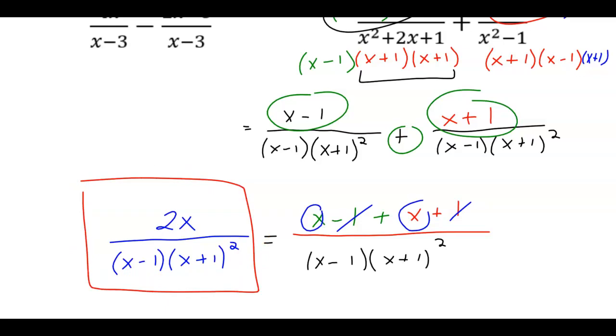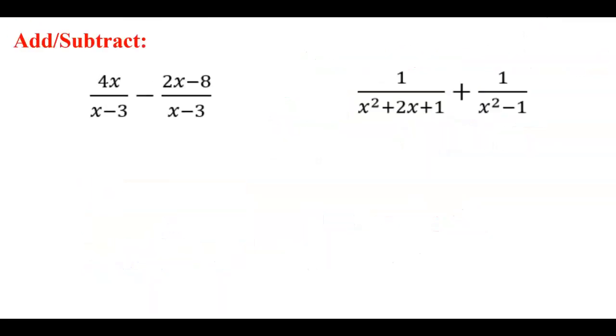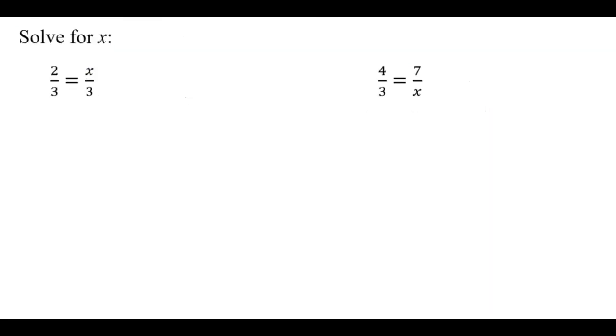Okay, so that is how we add and subtract rational expressions, just like we did in elementary school when we added and subtracted fractions. Okay, now I'm going to go back here, and I'm kind of going out of order. I'm going to go back to these. This is our last thing for today. This is very, very basic. These are very basic rational equations.